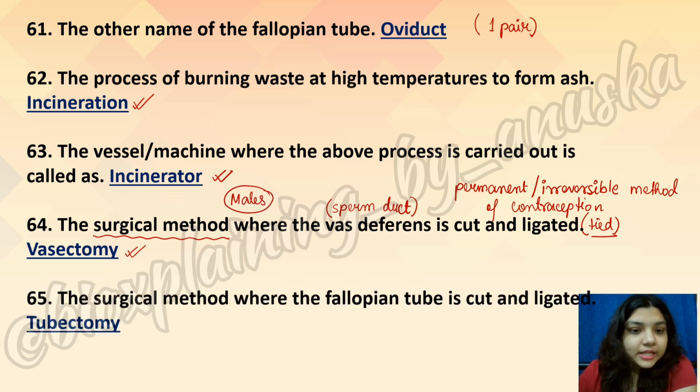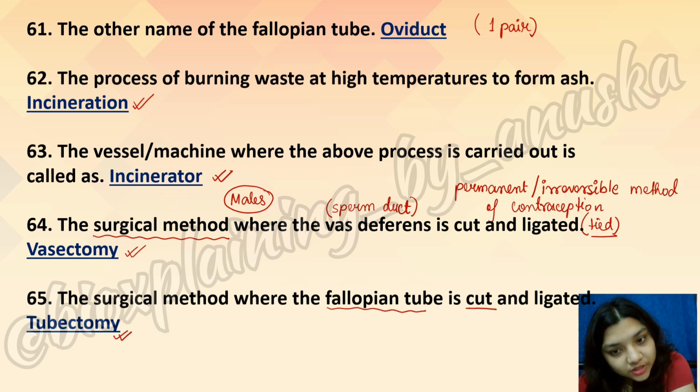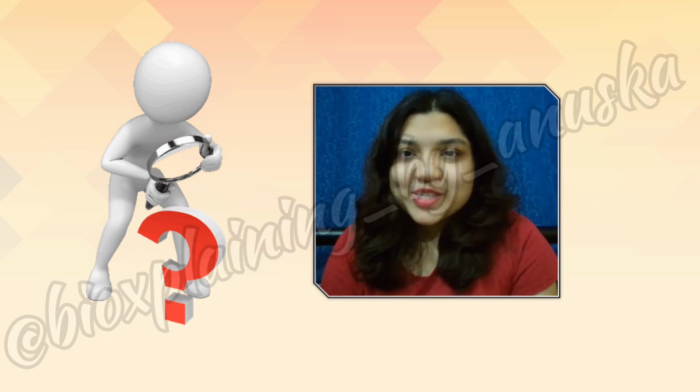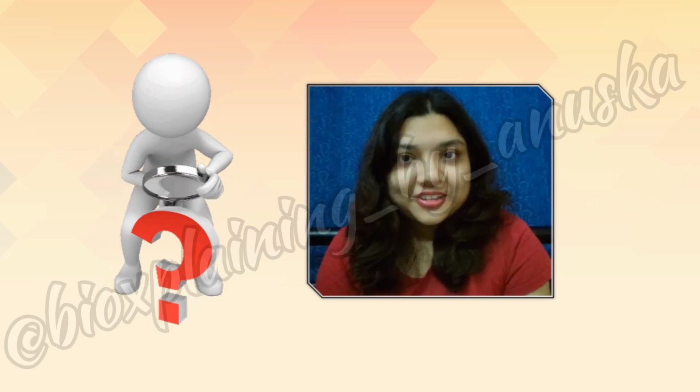Okay. Then surgical method where the fallopian tube is cut and ligated is tubectomy. So in this method also, that is, the fallopian tubes are cut and then tied. So this is again similarly a permanent or irreversible method. It is done in case of females. Okay. So vasectomy and tubectomy are the two surgical methods that will lead to permanent contraception. Okay, so now see if you can answer the next 5.